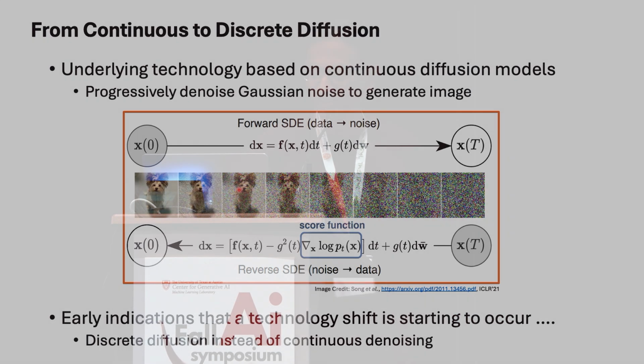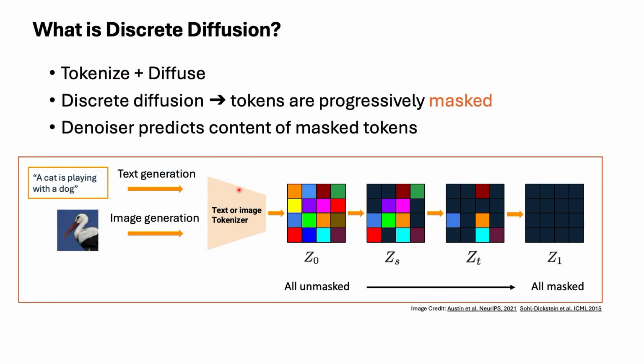But there are early indications that a technology shift is starting to occur, and this technology shift is a discrete diffusion model instead of a continuous denoising model like this. And so what is a discrete diffusion model? It's essentially the following. In two words, it's tokenize plus diffuse. And I mean the following by that.